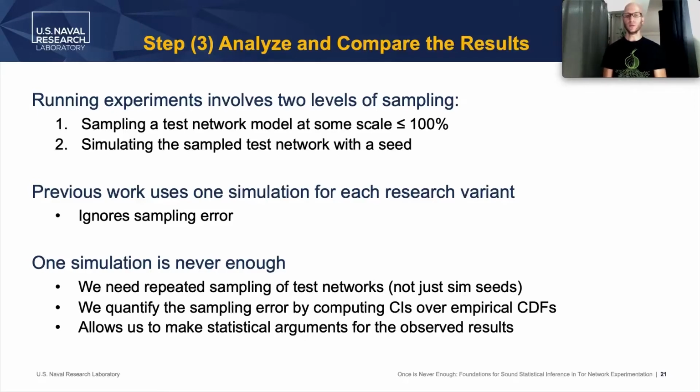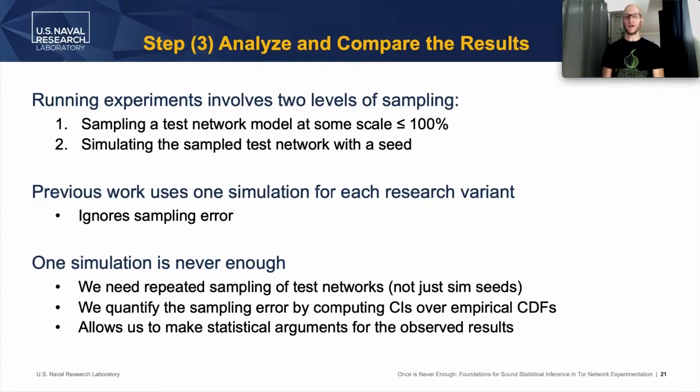This is not statistically rigorous, and so we argue that one simulation is never enough to have statistically significant results. We need to do repeated sampling, not just of simulator seeds. We can't just run the same simulation multiple times with different seeds, but we also need to sample the Tor test networks themselves multiple times to have better coverage of the diversity that's present in the live network. So we provide methods in our paper that help us quantify the sampling error by computing confidence intervals over the empirical CDFs that are captured from the experiments that we run.